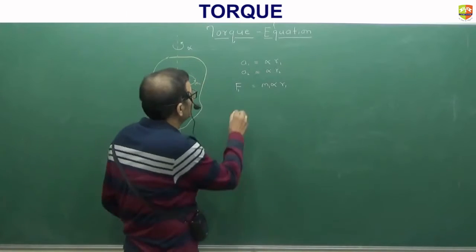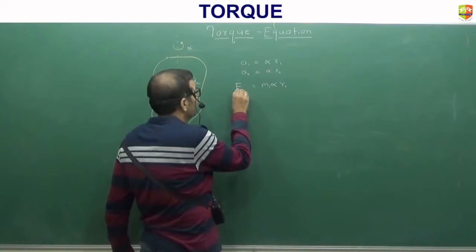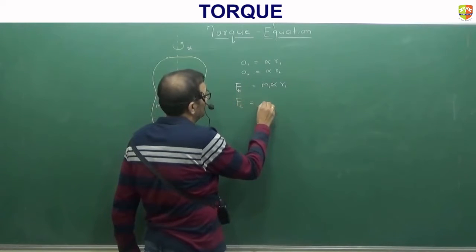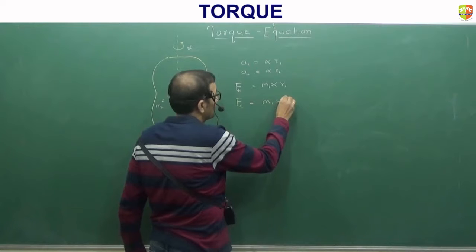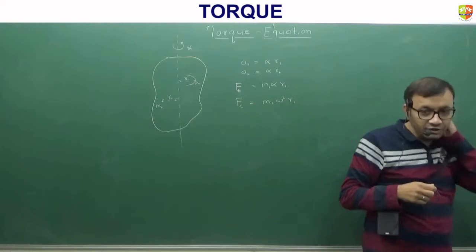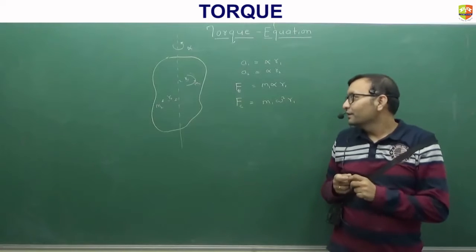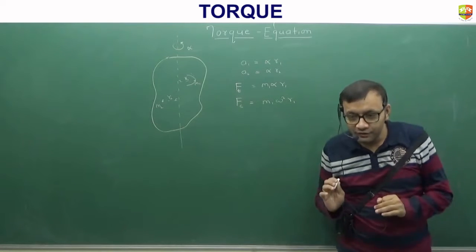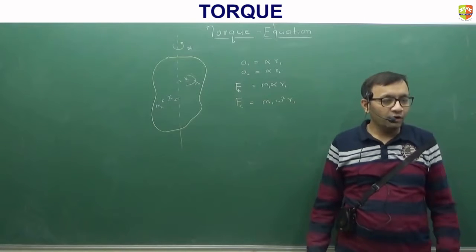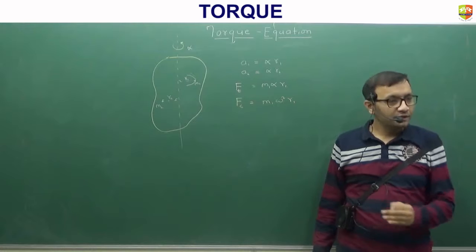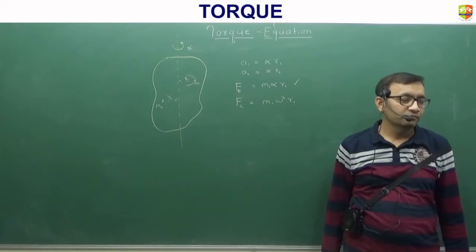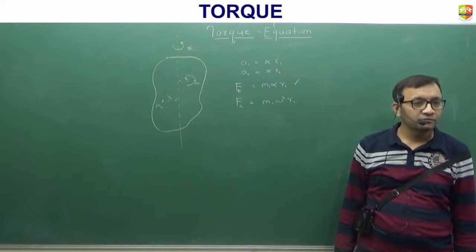Centripetal force will be, this is what, tangential force. There will be centripetal force, FC, which is M1 omega square R1. Yes or no? Two forces are there, tangential and centripetal. But the good thing is that centripetal force passes through the axis. It touches the axis. So the torque because of this force will be zero. So torque will be only because of this tangential force. Is it clear? Okay.